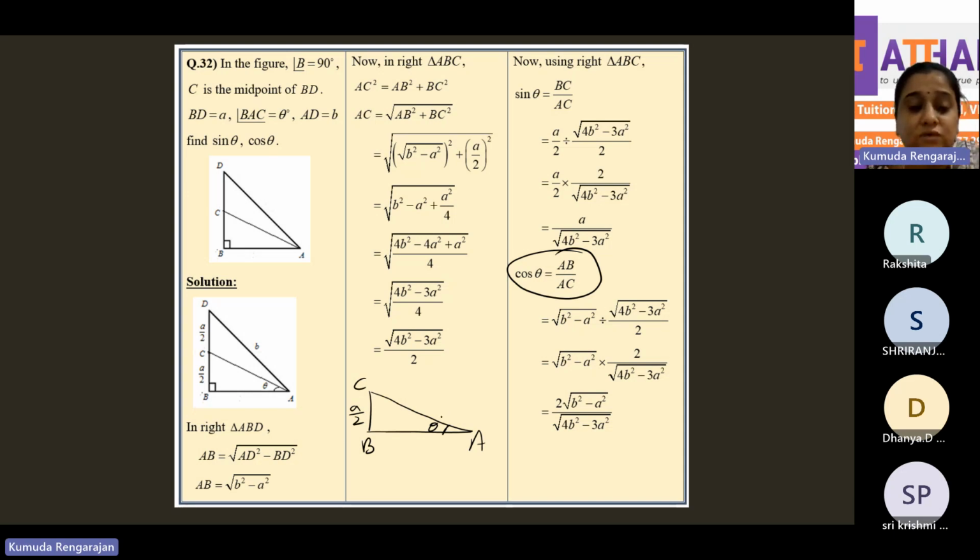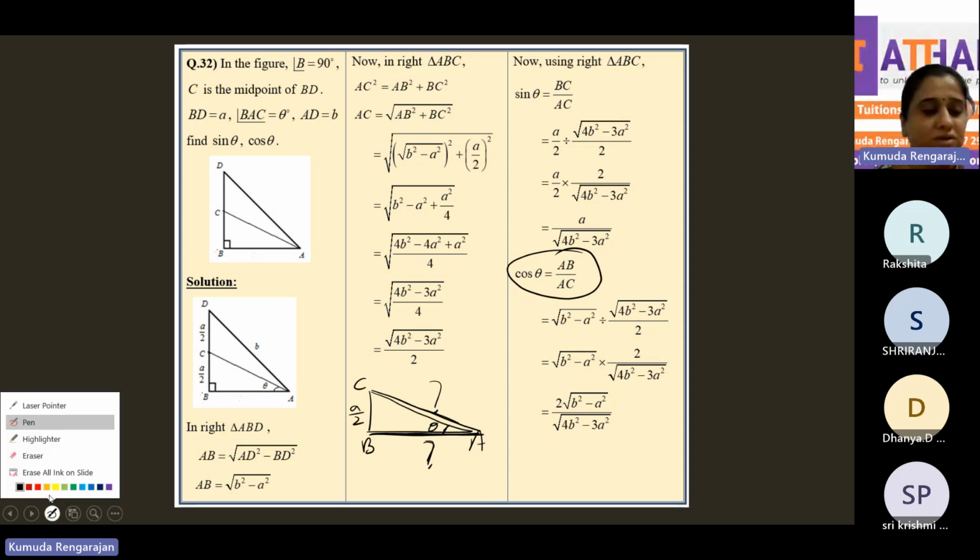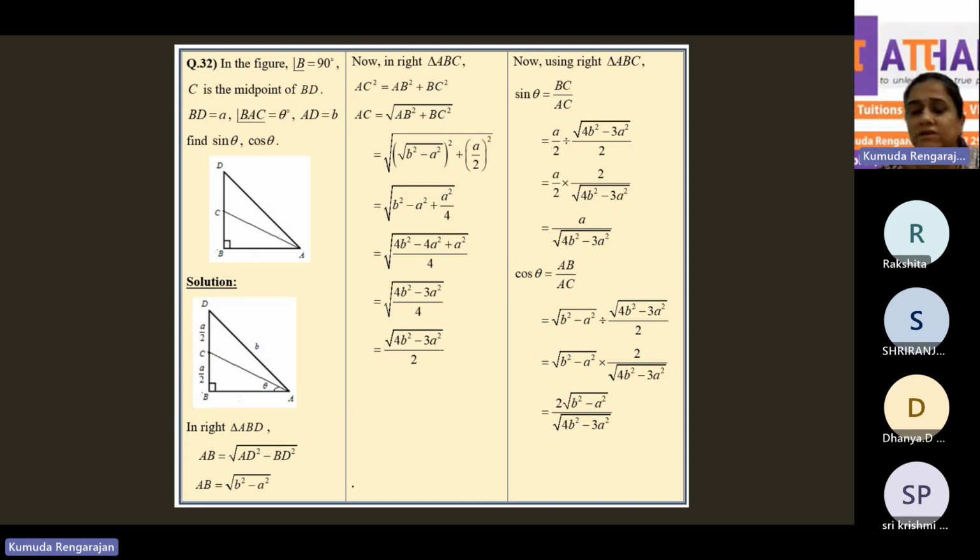So for sin theta, opposite is A by 2, but we don't know the hypotenuse. We have to find the hypotenuse. And for cos theta, adjacent AB by hypotenuse, again, we don't know AB. So we need to find both AB and AC. Then once you find AB and AC, you can answer the questions, sin theta and cos theta. So that's what we have done here.